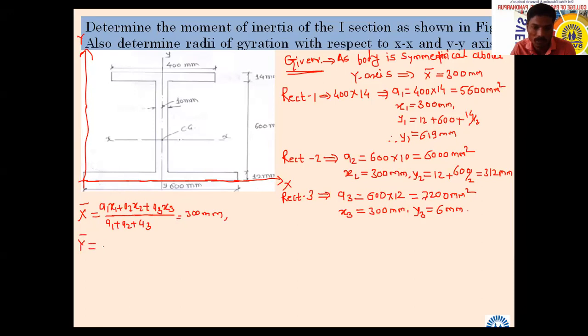How much is y bar? X bar we have already calculated, but what about y bar? It is A1 y1 plus A2 y2 plus A3 y3, divided by A1 plus A2 plus A3. How much is y bar? Try to tell the answer, let it be wrong. 286.25. Yes, sir. Very good.